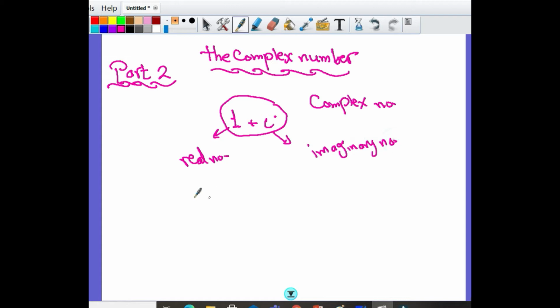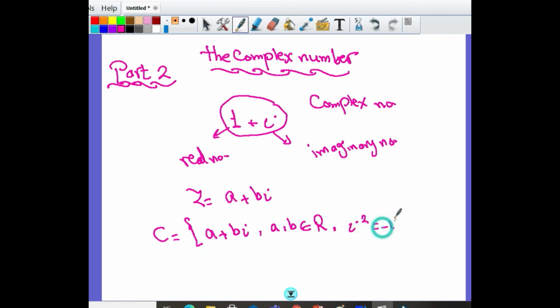So we can form a general form for the complex number like z equals a plus bi. To determine the complex number we can open a set and write a plus bi, where a and b belong to the set of real numbers and i power 2 equals negative 1. The square of the imaginary number equals negative 1.